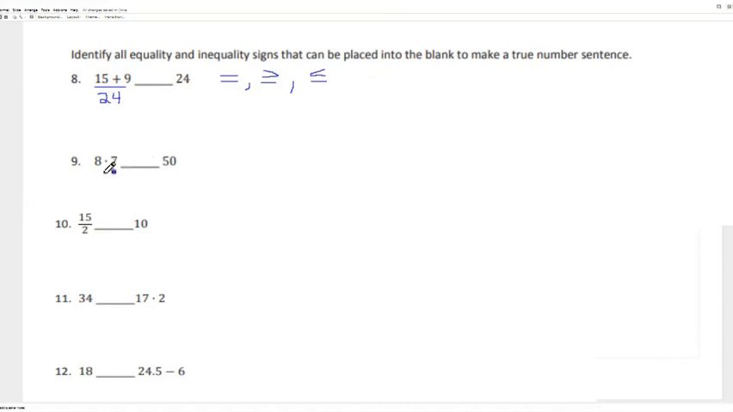We move on to 9, the same thing. First, we want to take care of the operation. What does 8 times 7 mean? Well, that means 56. So now we have to look at what signs we can use. Remember, we have the equal sign, less than, greater than, less than or equal to, greater than or equal to. Here, the only two signs we could use are the greater than or the greater than or equal to, because 56 is... We simply need to have that greater than symbol.